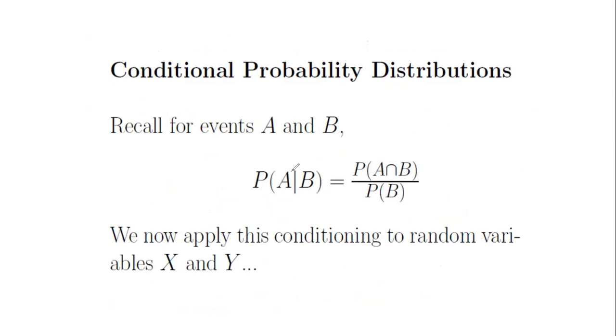So this is pretty clear. This is the conditional. This is the joint. This is the marginal. Okay, just remember this.